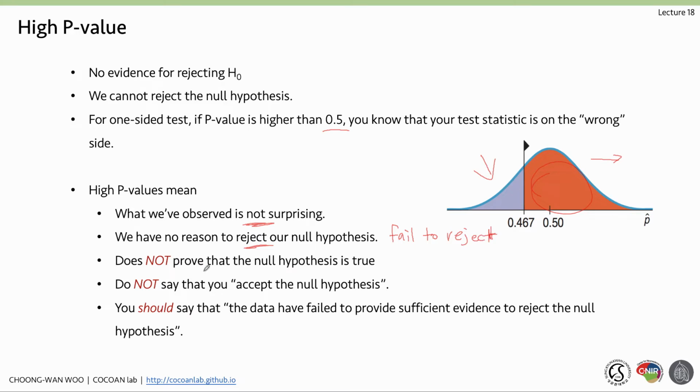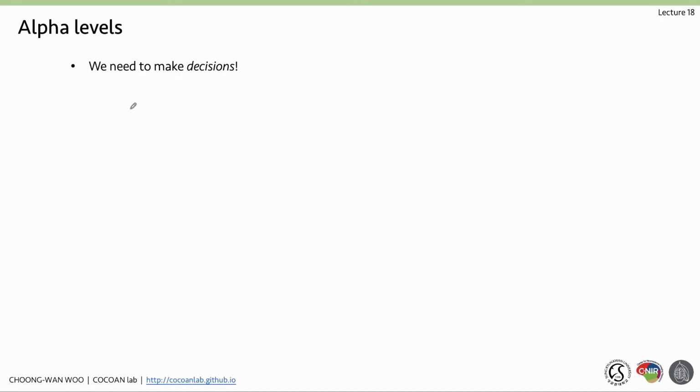So therefore, we say we failed to reject the null hypothesis. But it does not prove that the null hypothesis is true, and do not say that you accept the null hypothesis. You cannot say that. You should say the data have failed to provide sufficient evidence to reject the null hypothesis. Therefore, we can say we fail to reject the null hypothesis. So we need p-values and null hypothesis testing to make decisions.